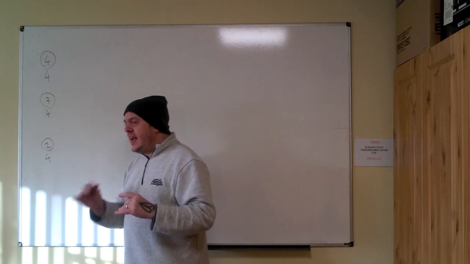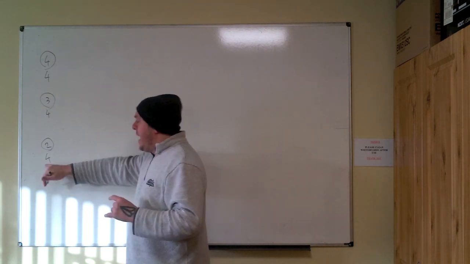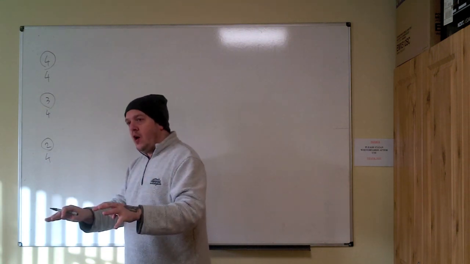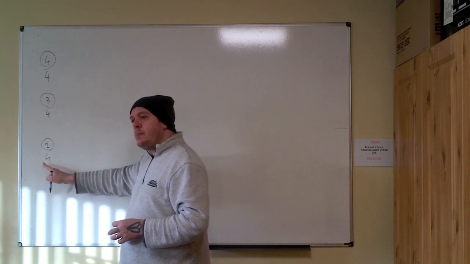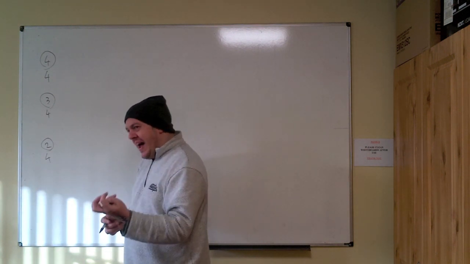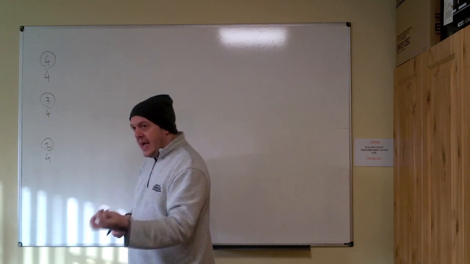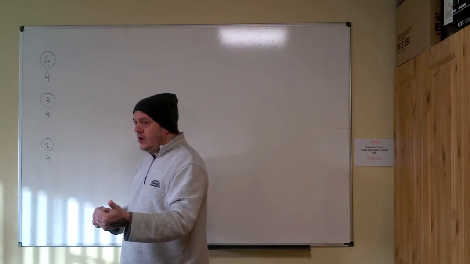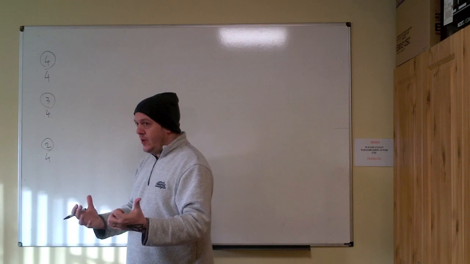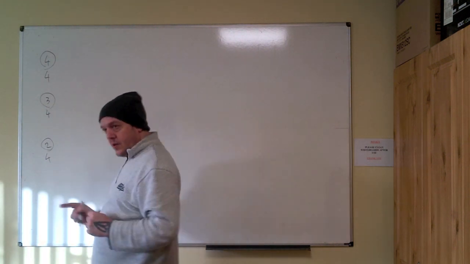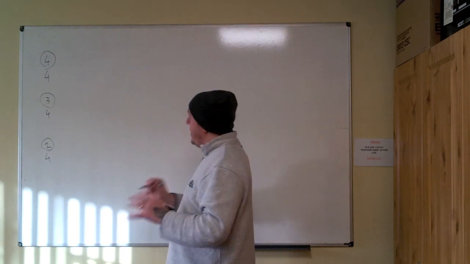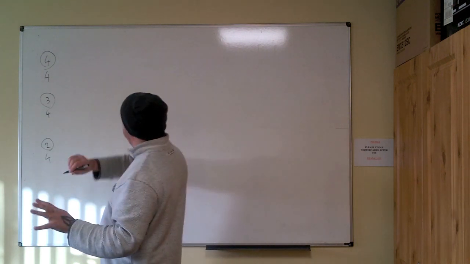So you could say the number below tells me the value of the beat, the time value. A quarter note is a time value. So 4 quarters, 3 quarters, 2 quarters. And that's what we've seen so far.